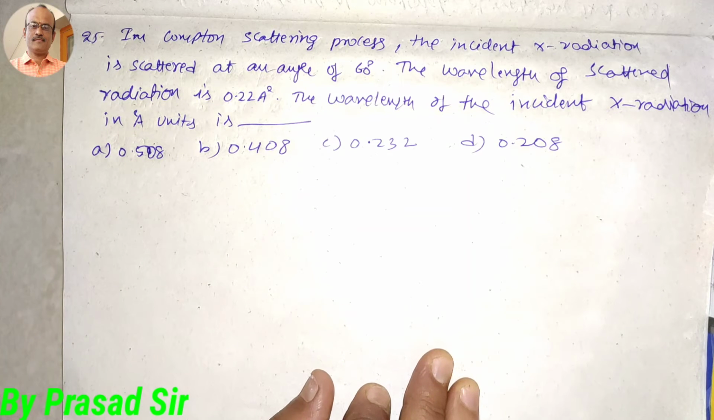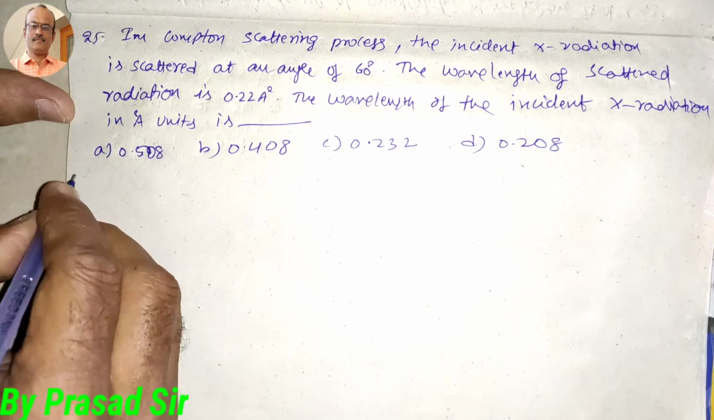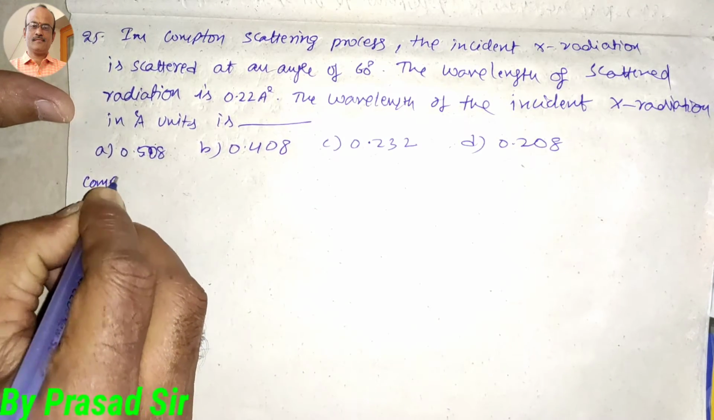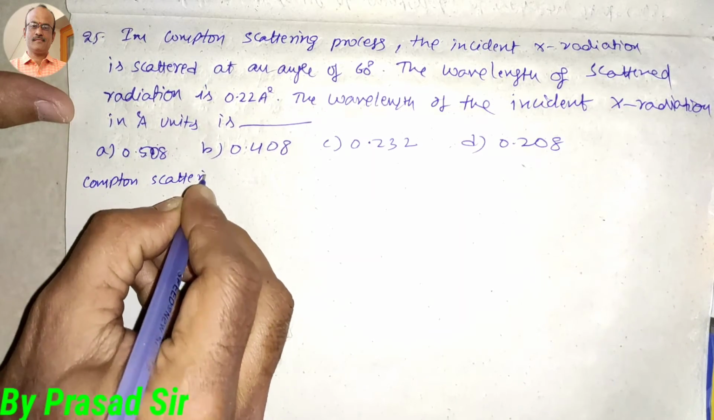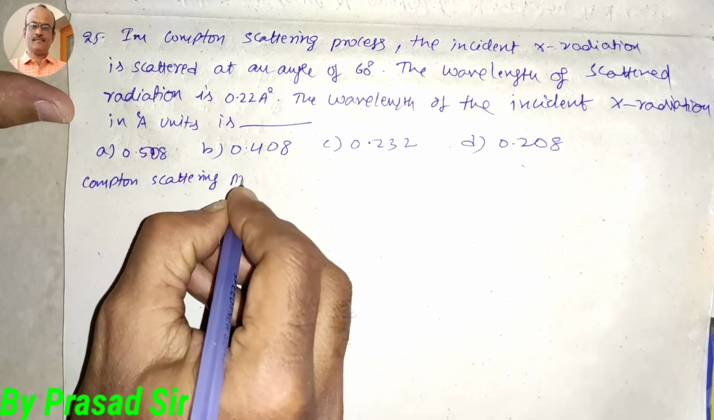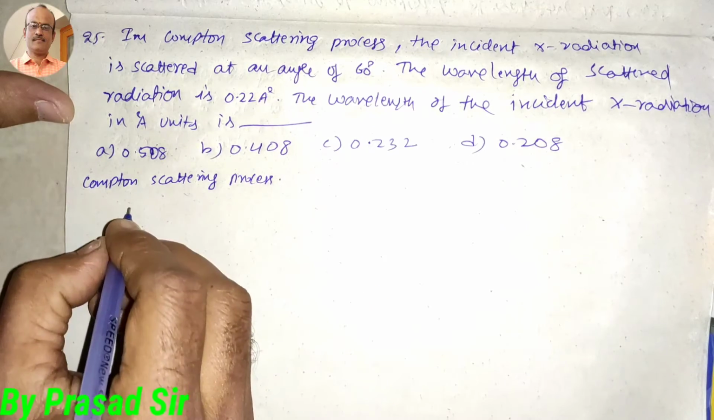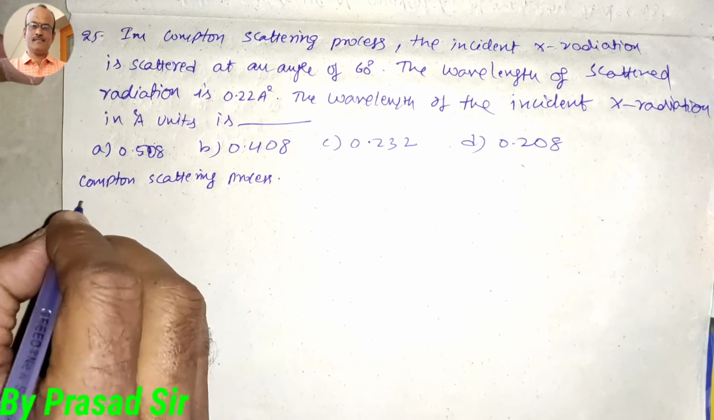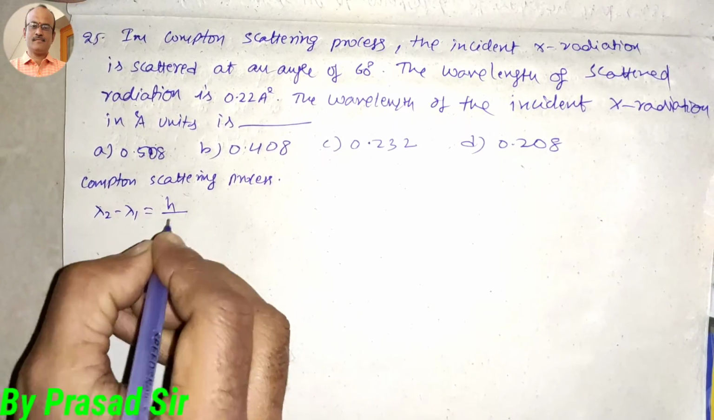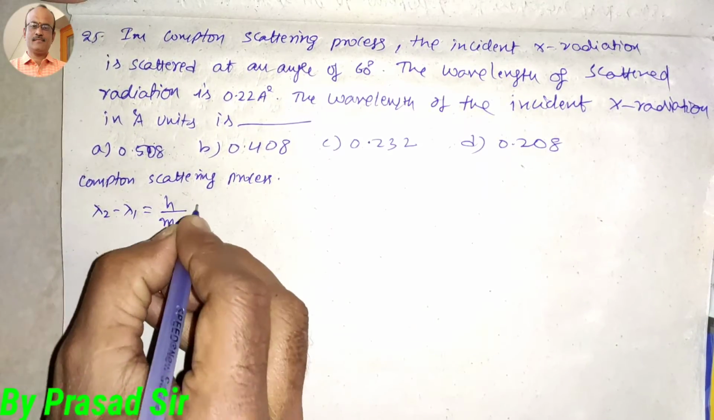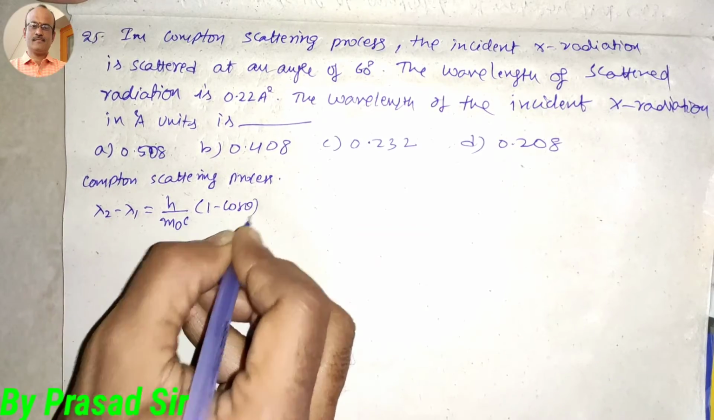The wavelength of scattered radiation is 0.22 angstrom units. The wavelength of incident X radiation in angstrom units is how much? So first of all, the Compton scattering process, the equation of Compton scattering process is lambda 2 minus lambda 1 is equal to h divided by m naught into c times 1 minus cos theta.